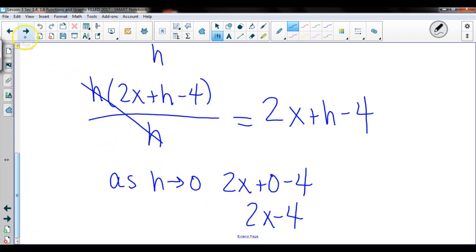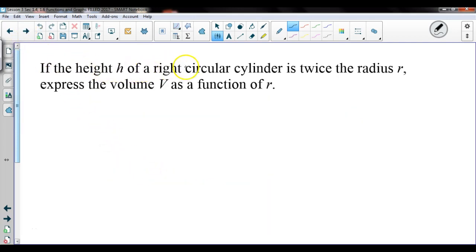Alright, this next one: if the height h of a right circular cylinder is twice the radius r, express the volume v as a function of r. This was just to get you working with volume. You know, the other day it was 4/3 pi r cubed. That was a sphere. This is a right circular cylinder.